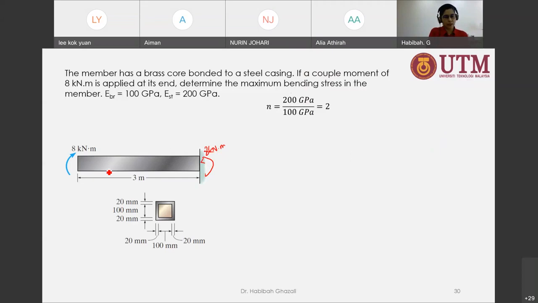And when you do the bending moment diagram, we will get a bending moment diagram that is positive now. So it's going to be like that, 8 kilonewton meter.